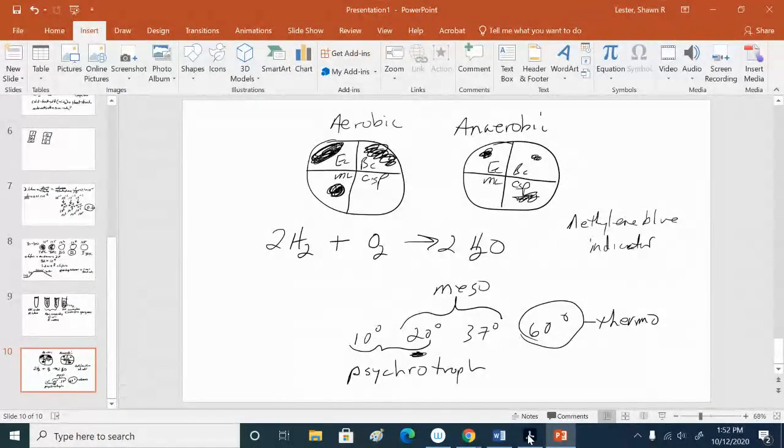And so what was the example of a mesophile? E. coli. Our thermophile was Bacillus stearothermophilus. And then what was left was Pseudomonas fluorescens as our psychrotroph. And remember, no spelling, it's all multiple choice, right?